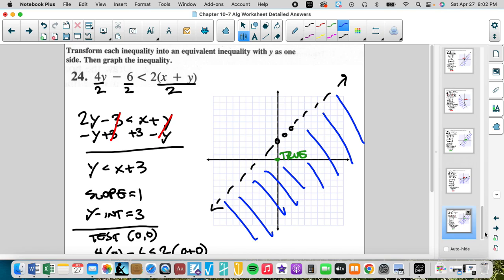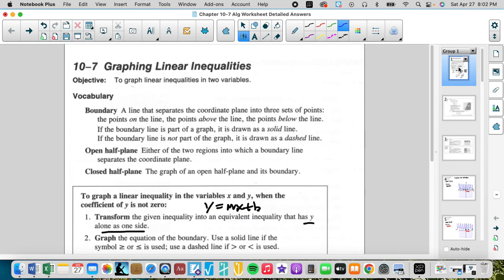And that, ladies and gentlemen, is graphing linear inequalities. Graphing linear inequalities. Good, very important. It can get really fun when you start systems of linear inequality, probably going to be section 10.8, which we'll be doing momentarily. Good luck.